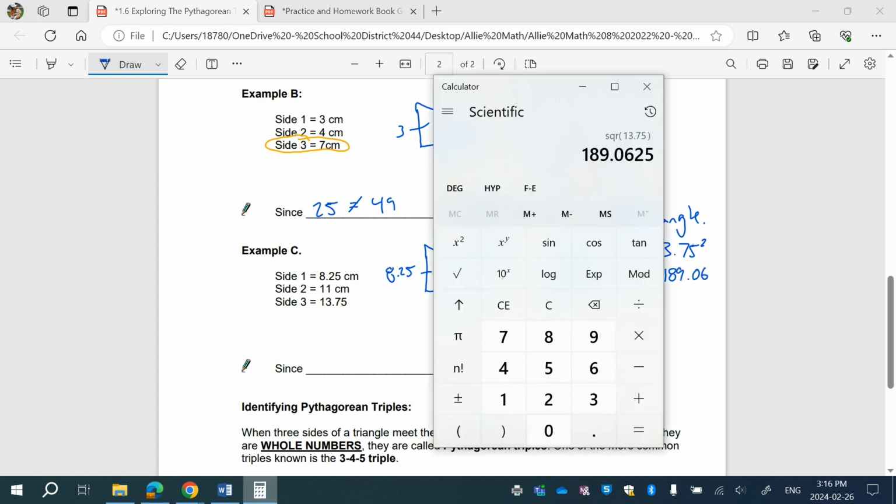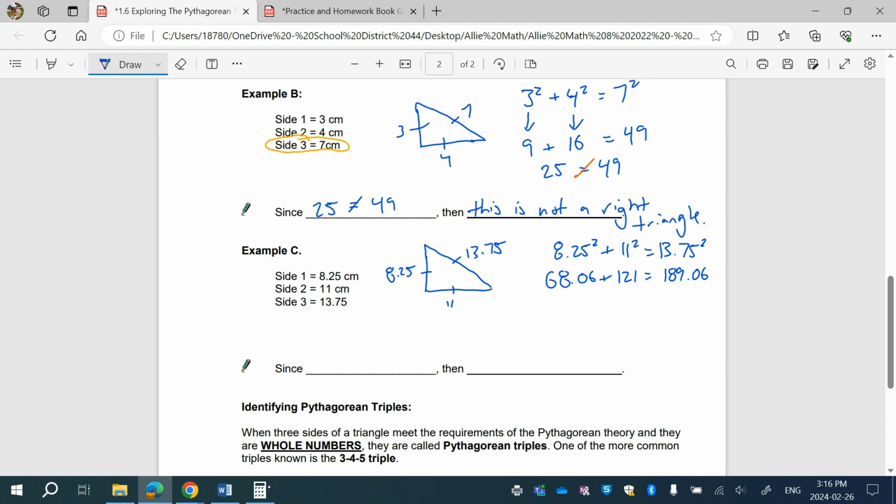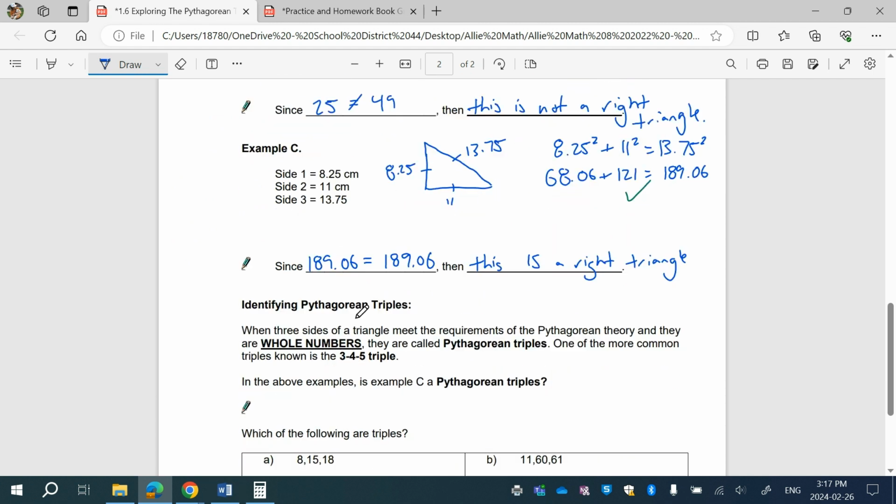So let's see, 68.06 plus 121 equals 189.06. So indeed, those do equal. That is true. So since, I feel so excited, since 189.06 equals 189.06, then this is a right triangle. Since the Pythagorean theorem is true for this triangle, then it is a right triangle.